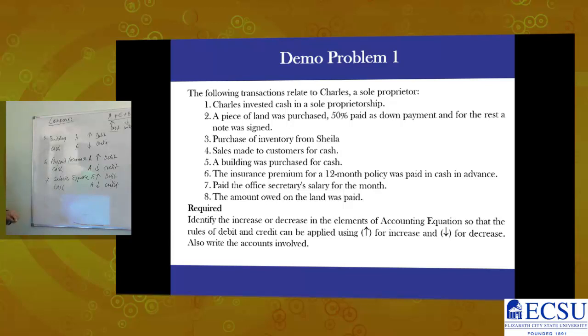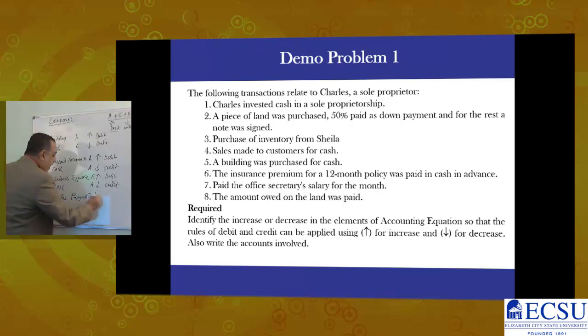Number 8 and the last is the amount owed on the land was paid. Remember, we had signed a note in number 2 transaction. So now I'm paying out of that. So that is why I'll be using the notes payable account, not the land account. Please remember, land account was debited and we are done with it. Now what I'm doing is I'm paying on the amount of money I owed. So that is why I have to use the notes payable and cash.